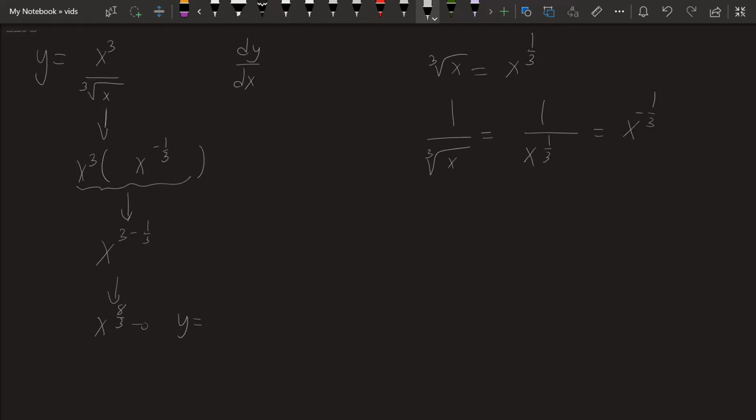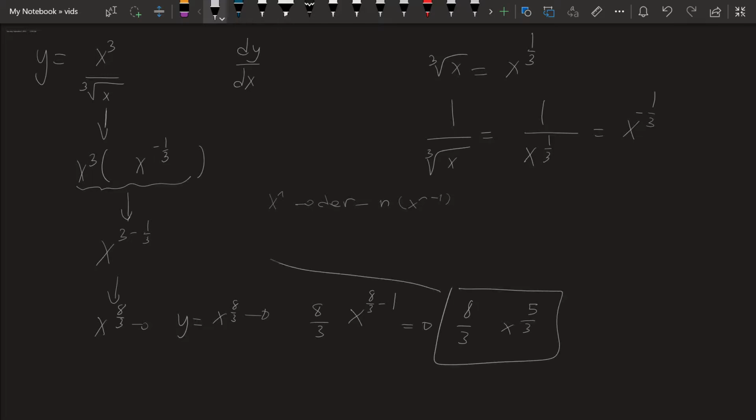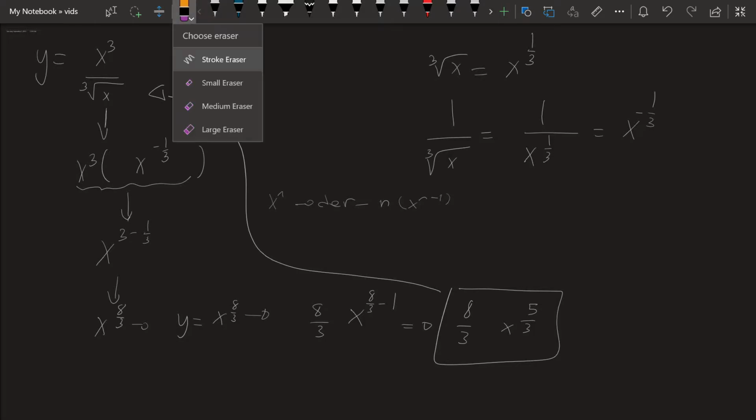Right? So we can say that y is equal to x to the power of 8 over 3. And let's apply the power rule. If we have x to the n, then its derivative is n multiplied by x to the power of n minus 1, right? So here, to find the derivative, we bring out 8 over 3, and we can say that 8 over 3 minus 1, right? And you can use a calculator, and this will be evaluated to 5 over 3. And that's the derivative of this function.